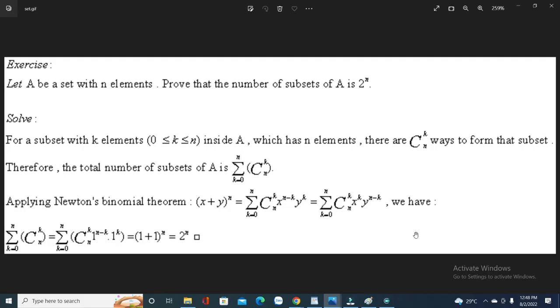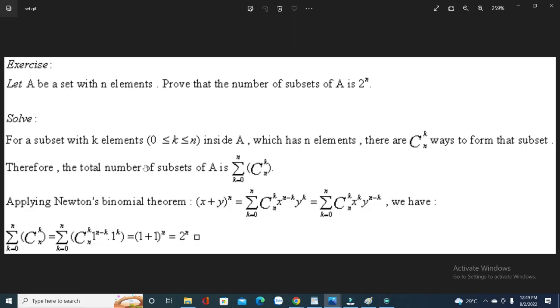So we're going to apply Newton's binomial theorem to the expression, the sum of C(k,n), k from 0 to n. This is just the sum of C(k,n) multiplied by 1 to the power of n minus k times 1 to the power of k, with the sum taken from k equal to 0 to n. So by applying Newton's binomial theorem, this expression is actually (1 plus 1) to the power of n, which is 2 to the power of n.